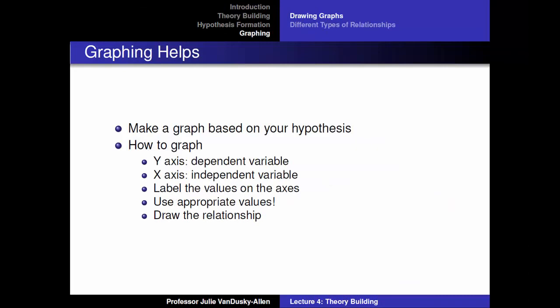If you want to know if you wrote an appropriate hypothesis, you can draw a graph of the relationship between your independent and dependent variables. If you cannot draw the graph, it means you need to rewrite your hypothesis. In order to draw the graph, you draw a y-axis and label it with the dependent variable name, and an x-axis and label it with the independent variable name. Place the appropriate values on the axes and draw a line illustrating the relationship between the two variables.